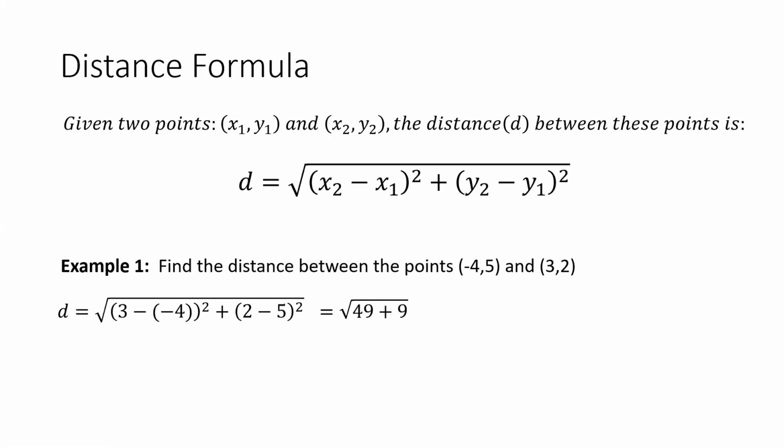So 3 minus -4 gets me 7. 7 squared is 49. 2 minus 5 gets you -3. If you square -3, you get a +9. Add those together and you get the square root of 58.